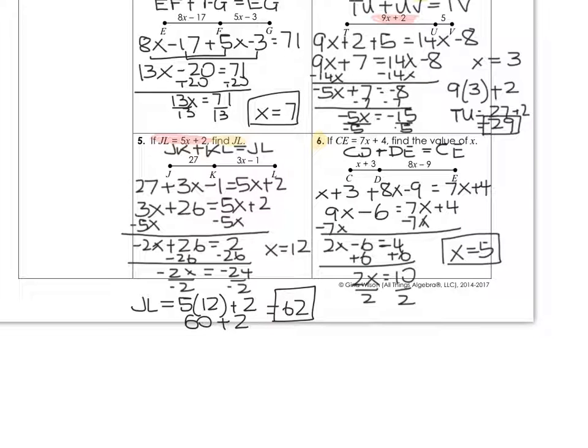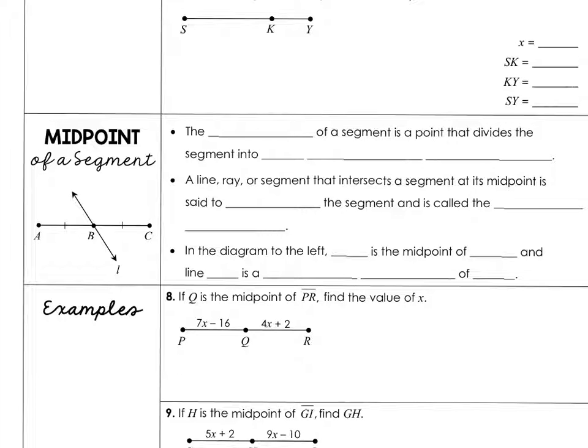Okay, on the next page, we have one more example, this segment addition. Okay, part 2 of our segments video is going to just highlight midpoints and another topic dealing with midpoints, bisector.